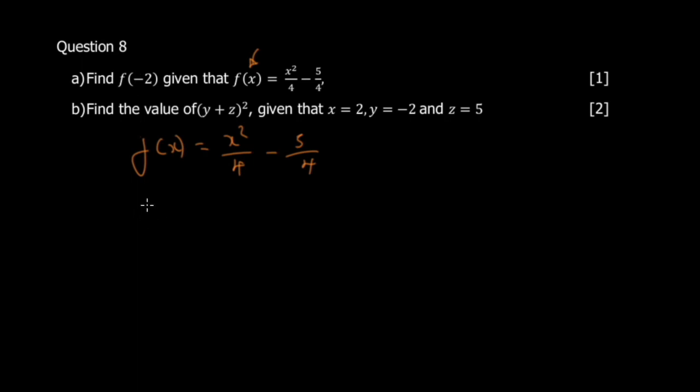We need f of -2, and even if you're not familiar with this, what you're supposed to observe is that this is f of x, and where there is x, put -2. So do the same, put -2, and whenever you're substituting, my advice is always use brackets, especially when substituting negative values. So here you get 4 over 4. If you had not put brackets, you might have thought it's -4. No, it's not -4, it's 4 over 4.